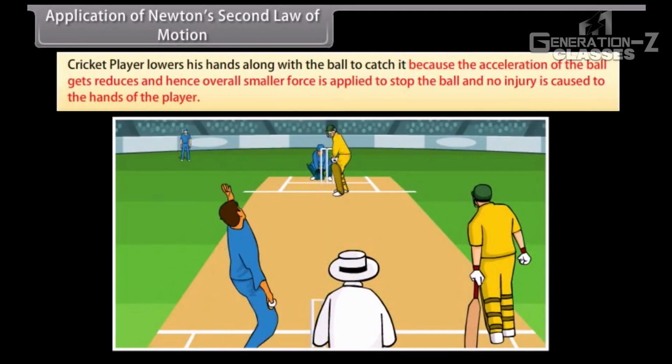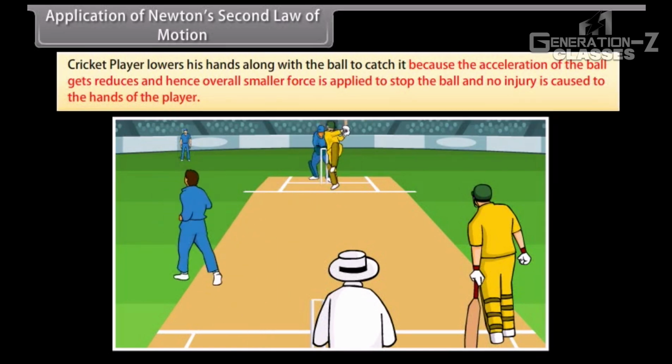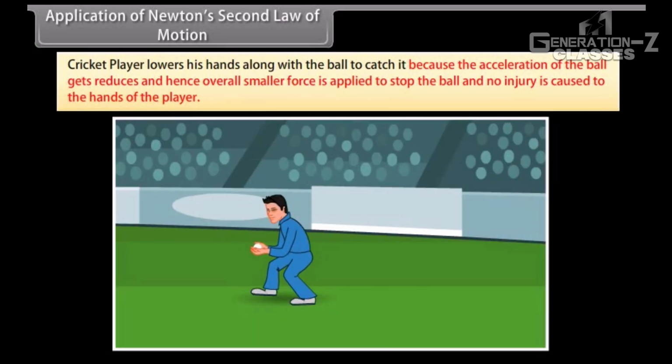Application of Newton's second law of motion. A cricket player lowers his hands along with the ball to catch it because the acceleration of the ball gets reduced, and hence a smaller overall force is applied to stop the ball and no injury is caused to the hands of the player.